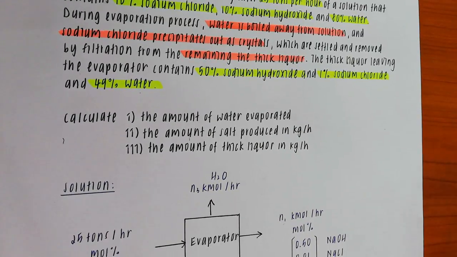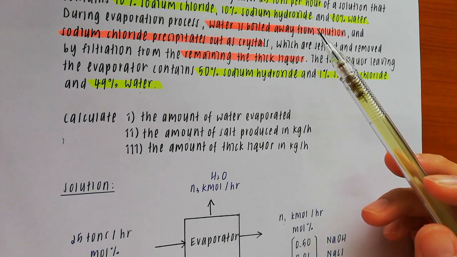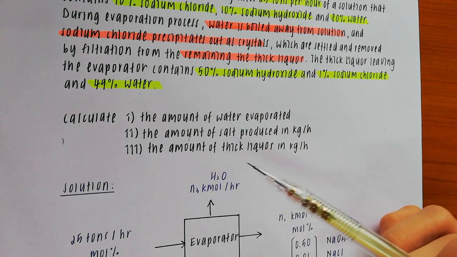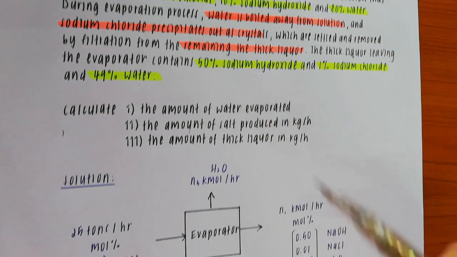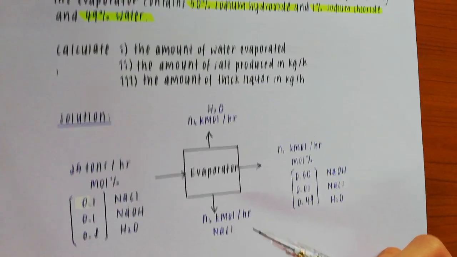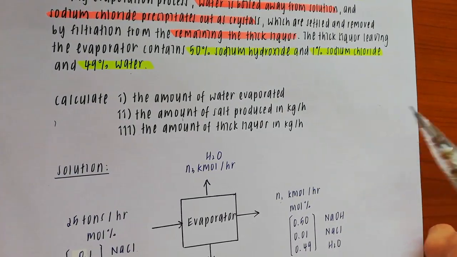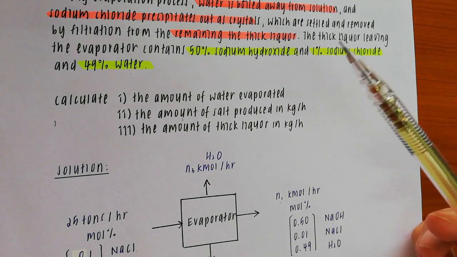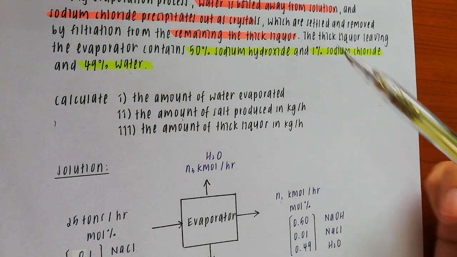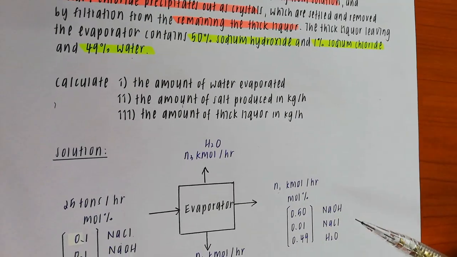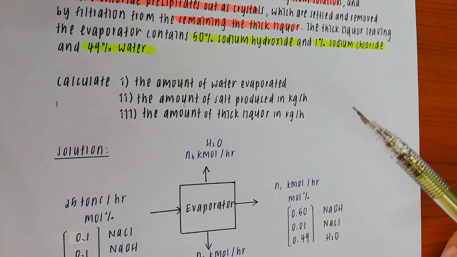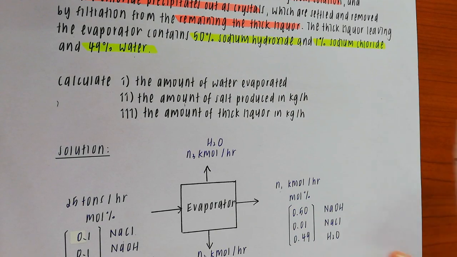Now, we have three outputs here. The first output is water, H2O. The second output is sodium chloride, NaCl. And the third output is thick liquid. The composition of the thick liquid given in the question is 0.5 NaOH, 0.01 NaCl, and 0.49 H2O.